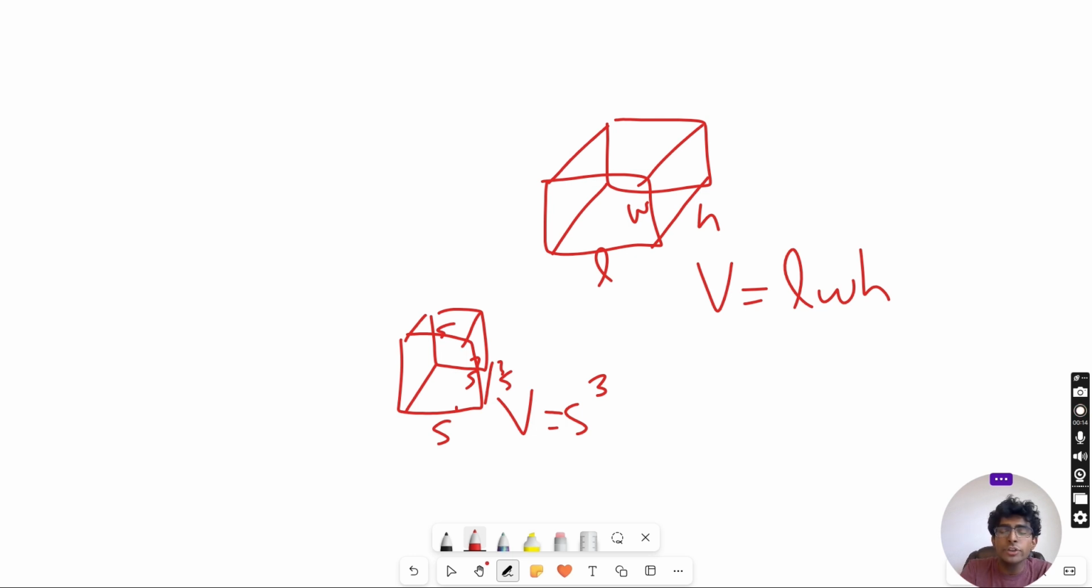And then another shape that you could have is a cylinder. So a cylinder that kind of looks like this.